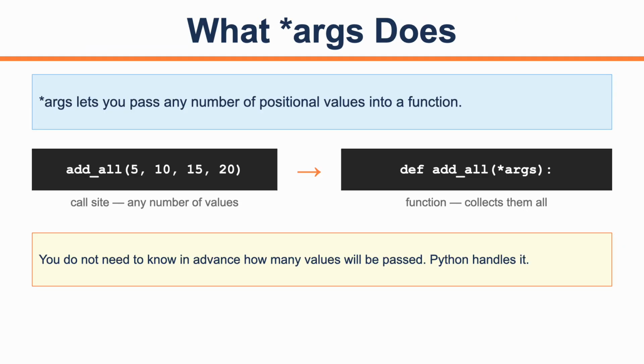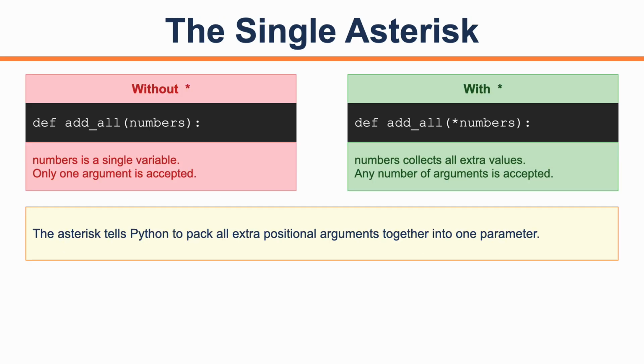Args lets you pass any number of positional values into a function. You do not need to know in advance how many there will be. Python collects all of them and makes them available inside the function as one group. Placing a single asterisk in front of the parameter name is what makes this work. It tells Python to pack all the extra positional arguments together. Without the asterisk, the parameter is just a regular variable. With it, Python bundles everything up automatically.